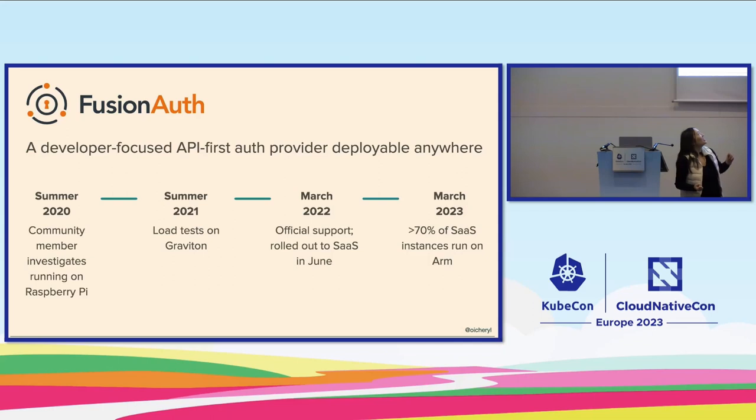A year later, they started doing actual load tests. By March after that, they were officially supported in the downloadable packages, rolled out to their SaaS platform a few months later. And by March of this year, more than 70% of their SaaS instances run on ARM.